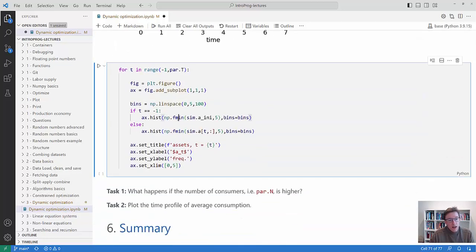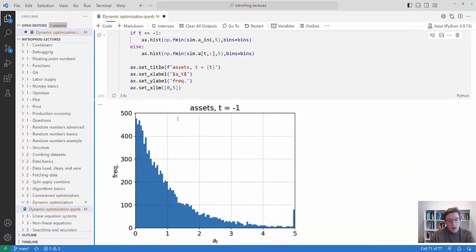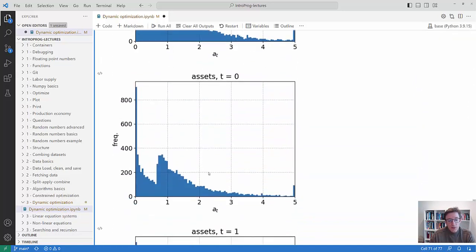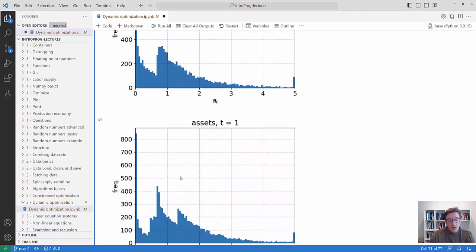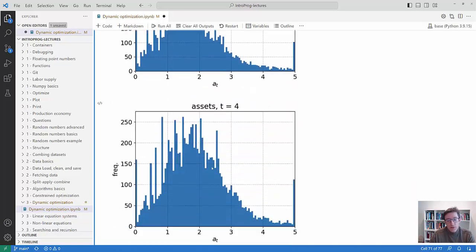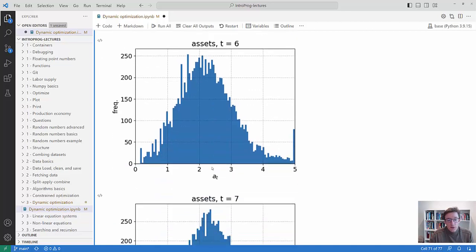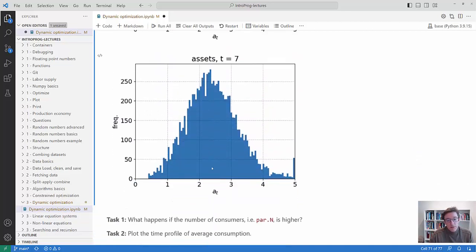I can also plot over time how the distribution of assets looks, to begin with in the initial period, or the -1 period. Then it's just the exponential distribution that I chose, but then there will become differences depending on which kind of income shocks you have received. Eventually people have many different histories of shocks, so the distribution will become smooth again.